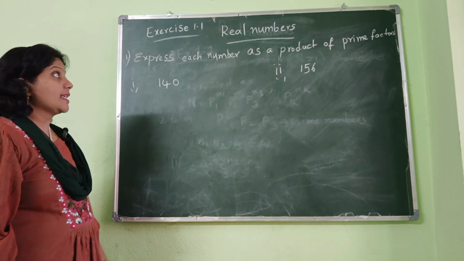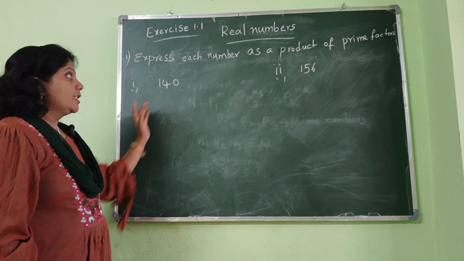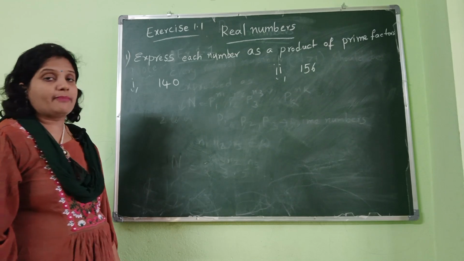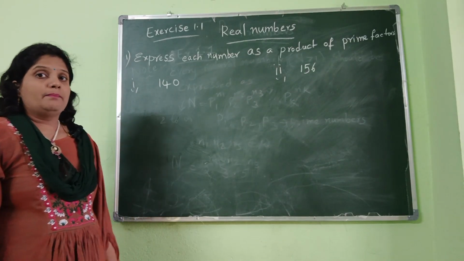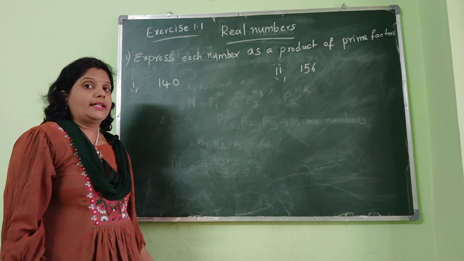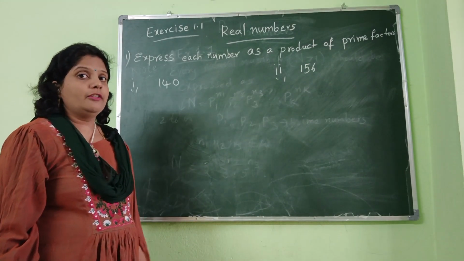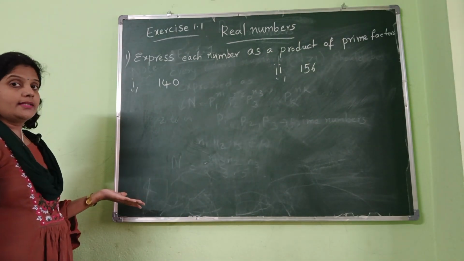Now let's start the exercise 1.1 problems. So what is the first question? First read the question. Express each number as a product of prime factors. So we need to write this number as a product of prime factors. In the previous class I explained writing a number as a product of prime factors, so let's use that concept to understand this.